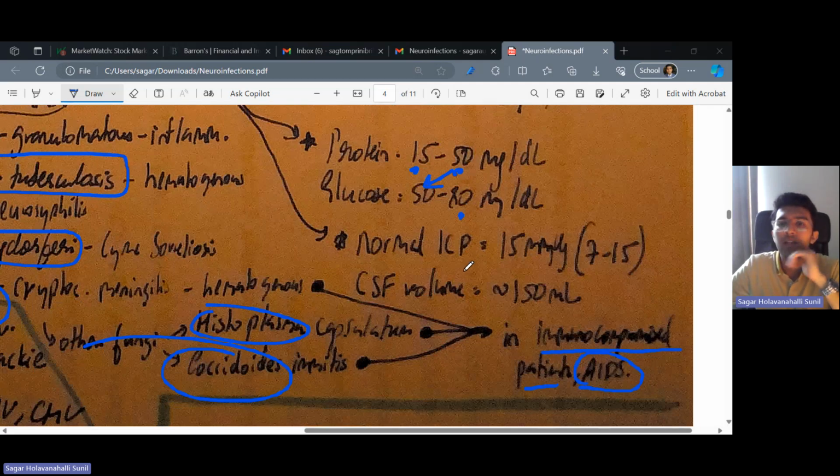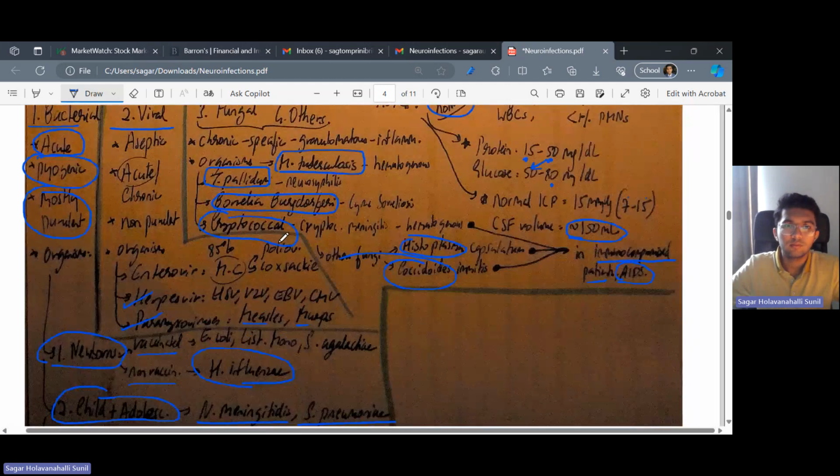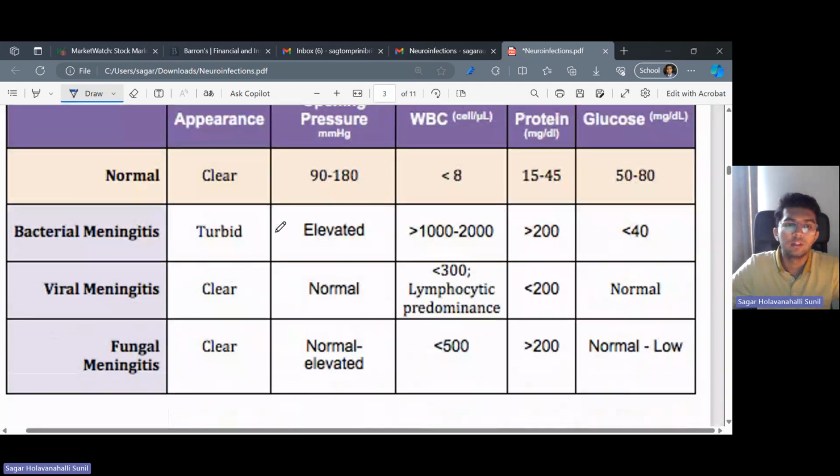Now, normal ICP, intracranial pressure, very important: 7 to 15 mmHg is the normal range. Okay. Normal CSF volume, 150 ml. Very important for you to know. Now, let's just go over here to have a quick look.